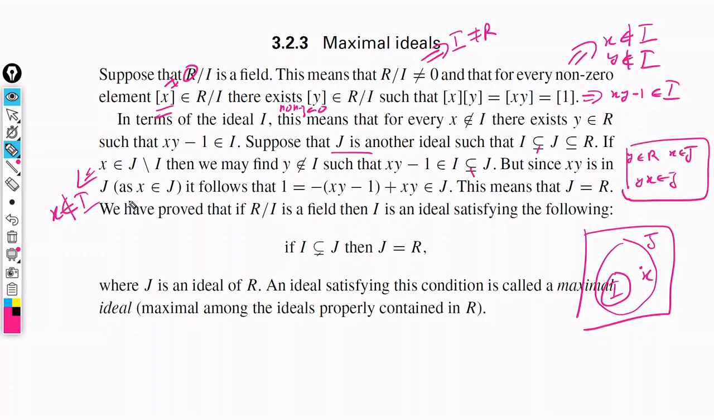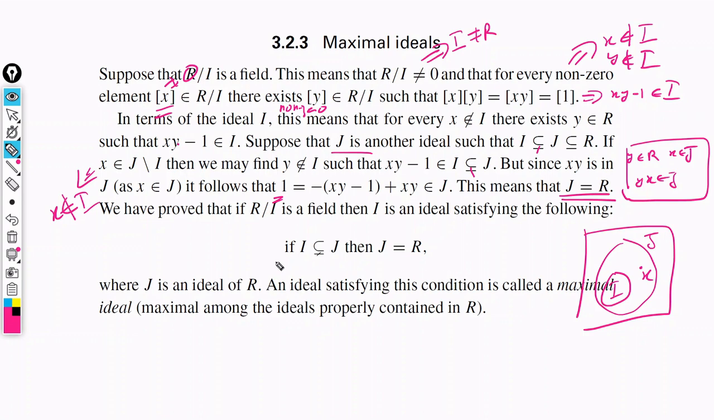But xy belongs to J because x belongs to J. So x belongs to J and we can treat y as an element of R, then y times x belongs to J because J is an ideal. Then it is clear that this sum belongs to J, because xy already belongs to J and xy minus 1 belongs to I, a subset of J, so this also belongs to J. So the additive inverse also belongs to J, so this whole sum belongs to J. And this whole sum is equal to 1. So 1 belongs to J. 1 belongs to J means J equals R. That means there is no ideal in between I and R. That means I is maximal.